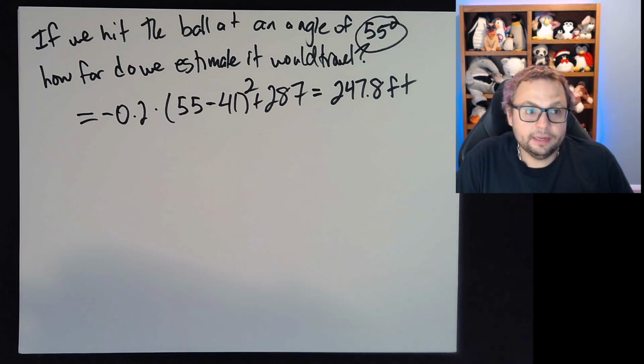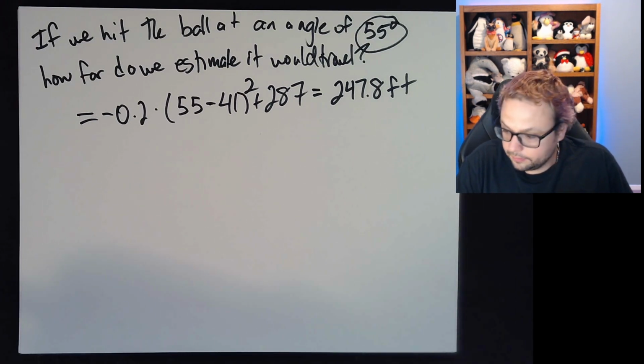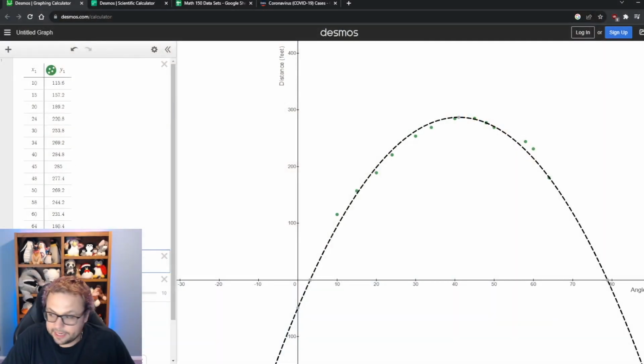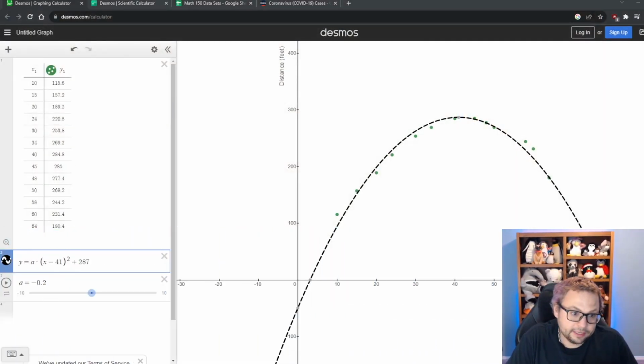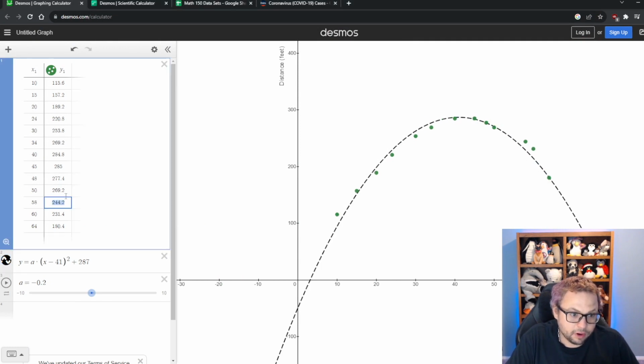Now, we can look and see, how does that compare to our data set? Does that seem reasonable in the context of our data set? And so 55 is somewhere between 58 and 50. With 55, we saw we were in the range of 244. With 50, we saw we were in the range of 270. This is between those two. So this at least seems broadly reasonable.